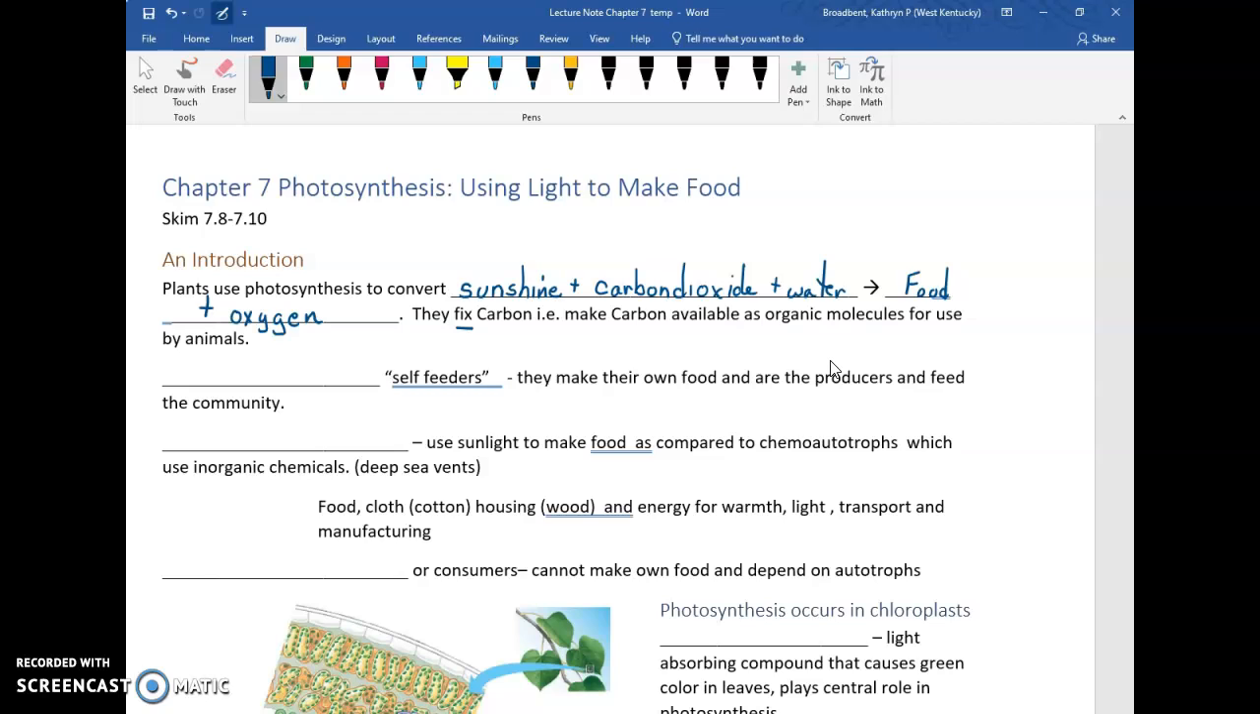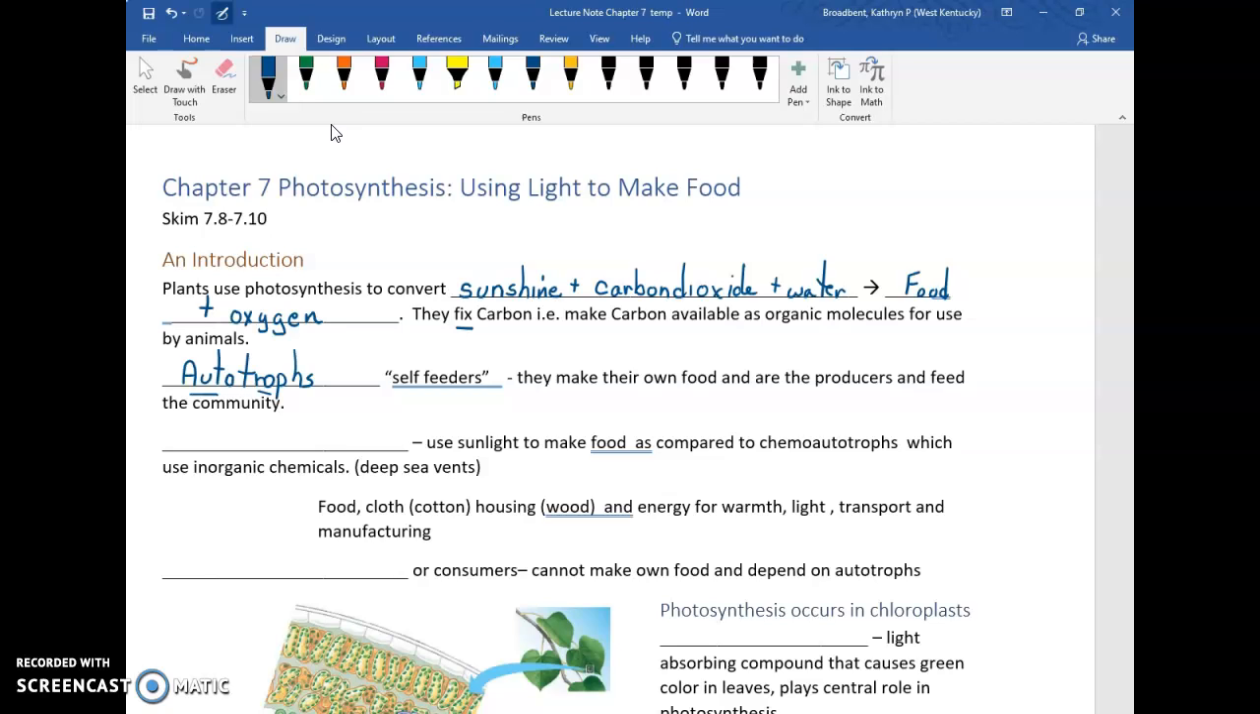So we have a name for self-feeders. They're autotrophs. Auto meaning self, and troph is a fancy word for food or feeder. So these are creatures that are able to make their own food, and they are the producers of our ecosystems. They feed the community. Now, there are two types of autotrophs.